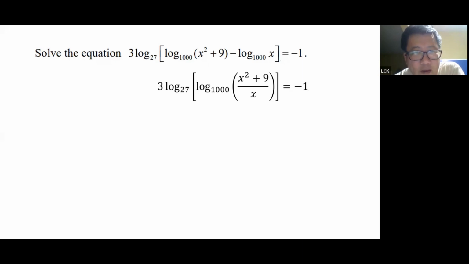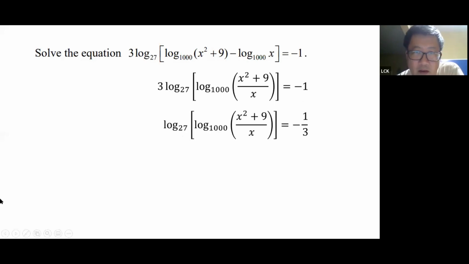All right, so understand, I'm just doing one step. And that's just combining these two. And when I combine these two, I get log base 1000 of x squared plus 9 over x. This x appears at the bottom because of this minus here. Now, the next thing to do is to get this 3 at the bottom. So this 3 is going to disappear. It's going to appear right at the bottom here. All right, that's what happened there.